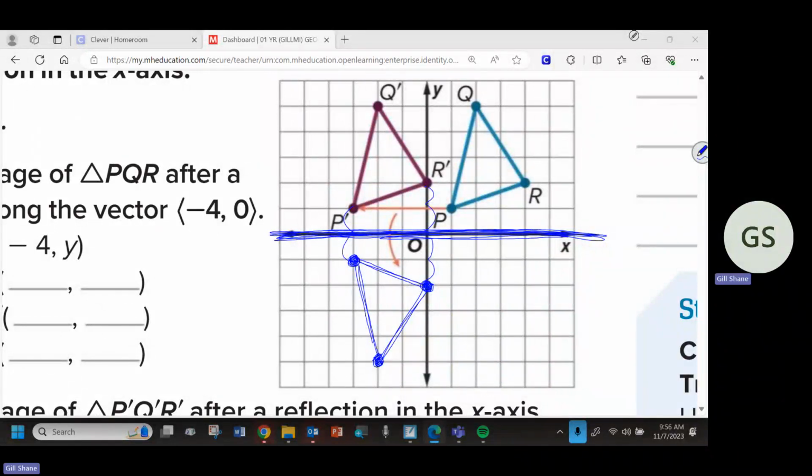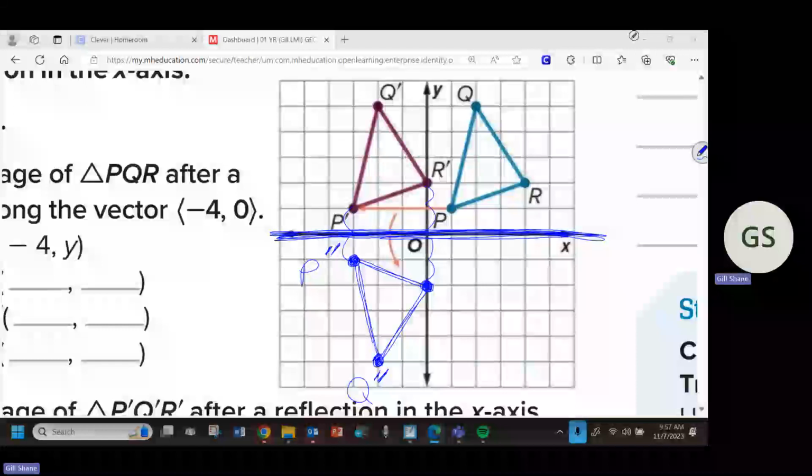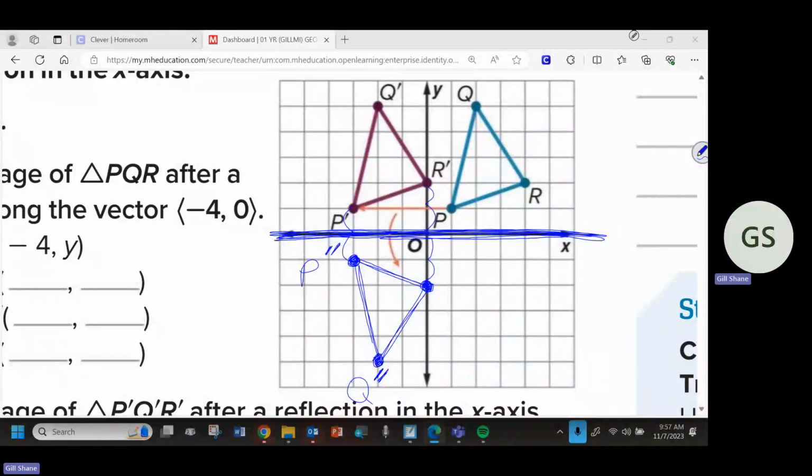You can erase that or leave it on there, but you need to make sure you make the notation to show me this is the answer. This is your final image. So this really should be the P prime. I think they sometimes put 2 primes if they leave the image on there. So your second image would have 1 prime, and your final image would have 2 little prime marks on it.